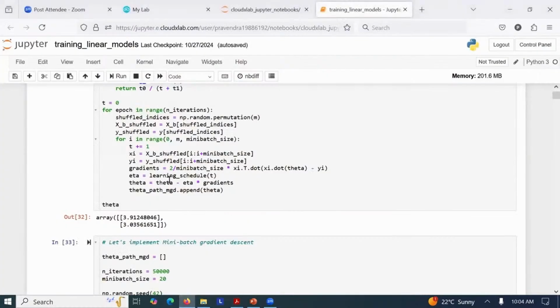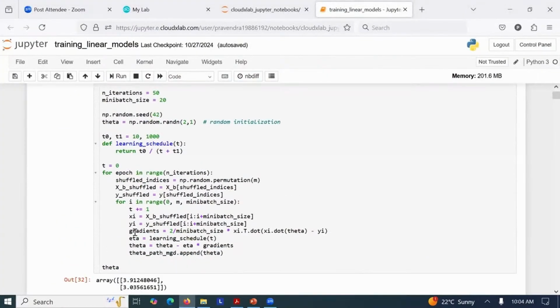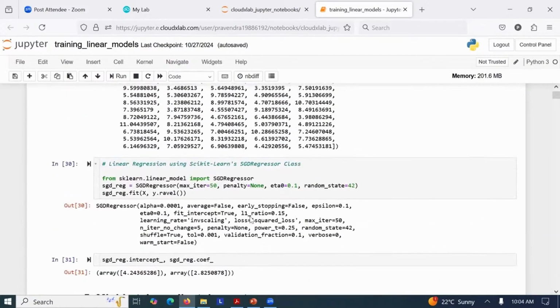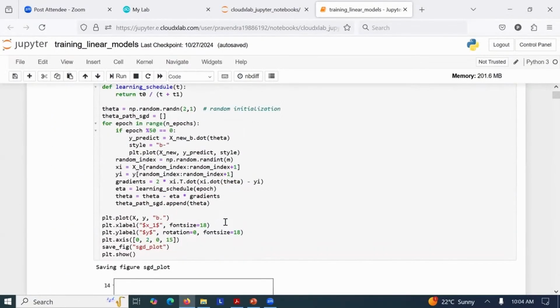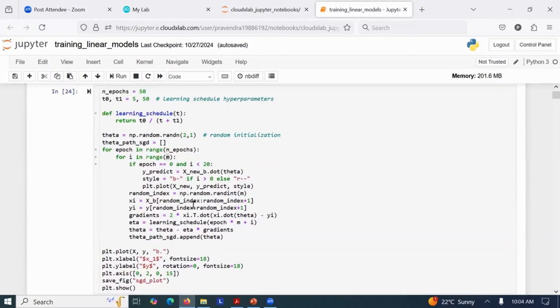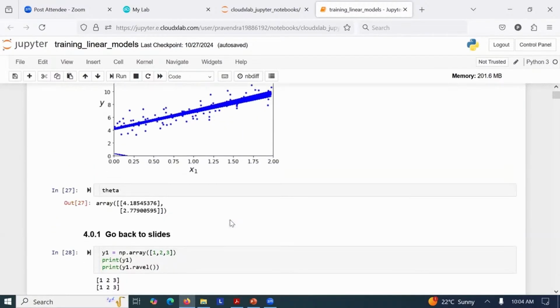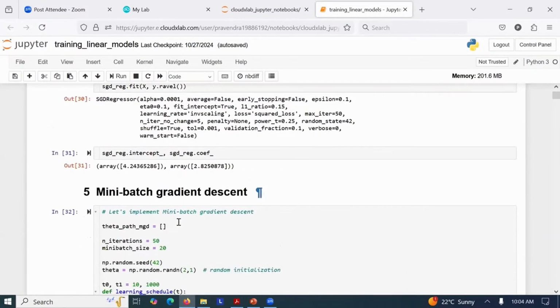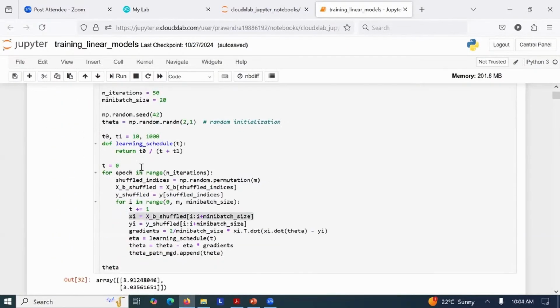So it's the same as the SGD. The only difference is in the gradient calculations we are taking a subset of data points, right? In SGD we are only taking one data point at a time randomly. Here we randomly choose a subset of data points, right? Same learning function, same learning scheduler here we are using. The only difference is here we are taking.